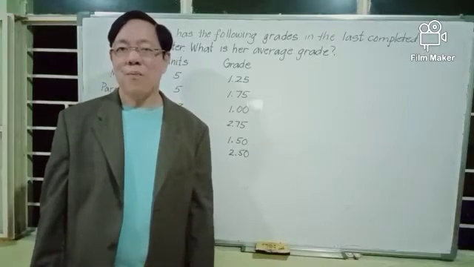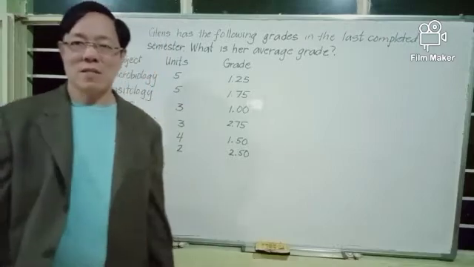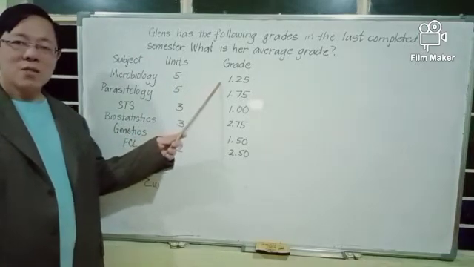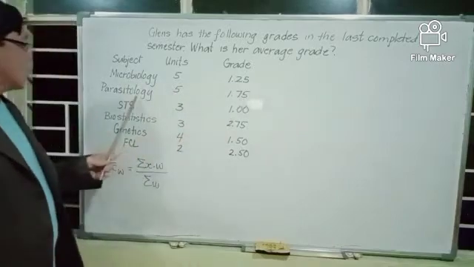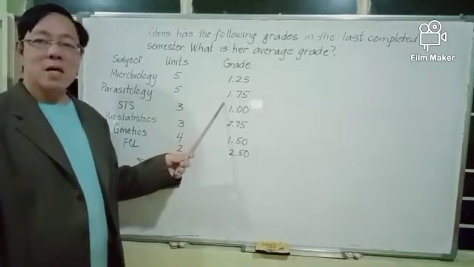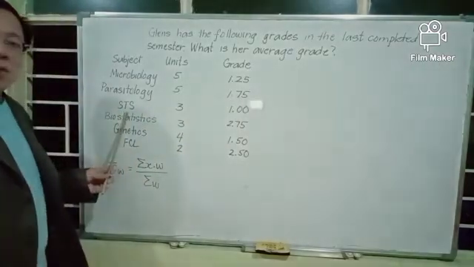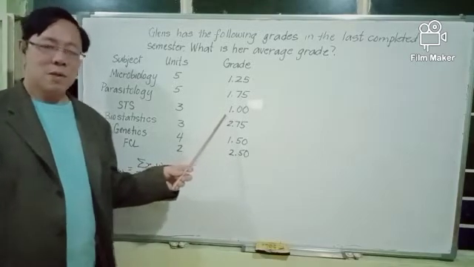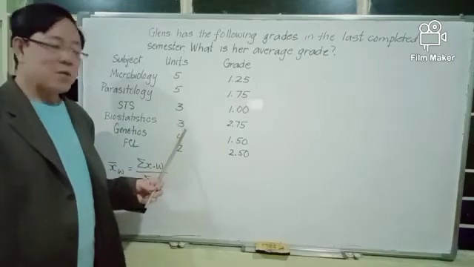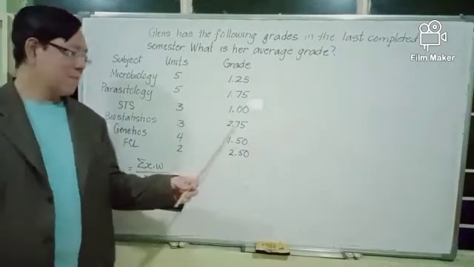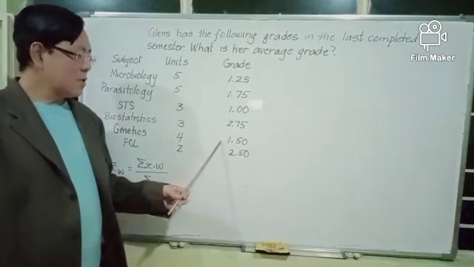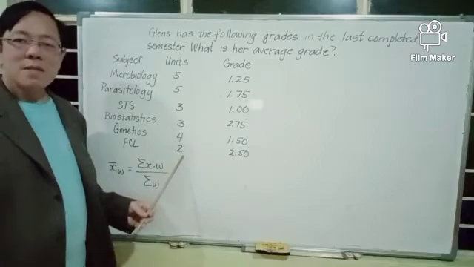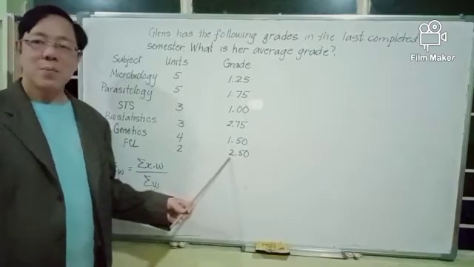And in this particular example, the subjects of Miss Glenn in the last completed semester are microbiology, 5 units, for which she obtained a grade of 1.25. Parasitology, also 5 units, with a grade of 1.75. STS or Science, Technology and Society, 3 units with a grade of 1.00. Biostatistics is credited for 3 units and her grade is 2.75. Genetics, 4 units, she obtained a grade of 1.50. And FCL or Filipino Christian Living is for 2 units and she obtained a grade of 2.50.